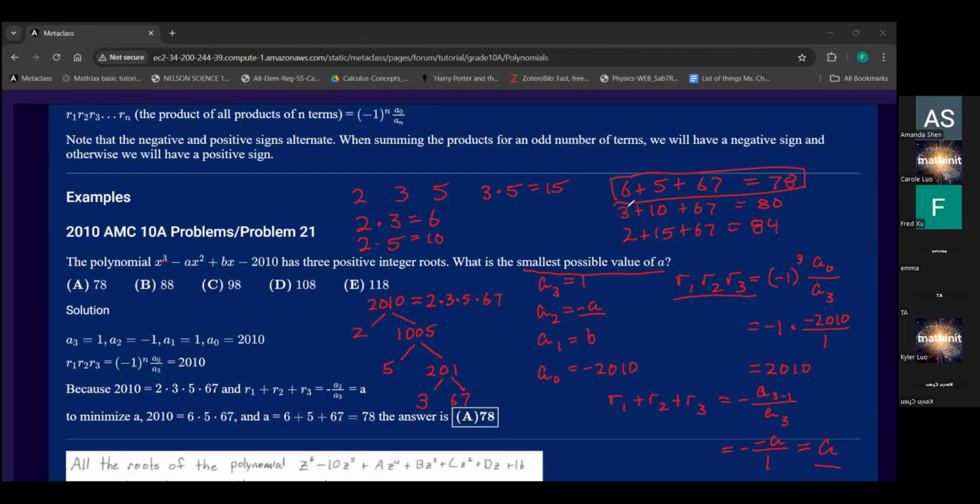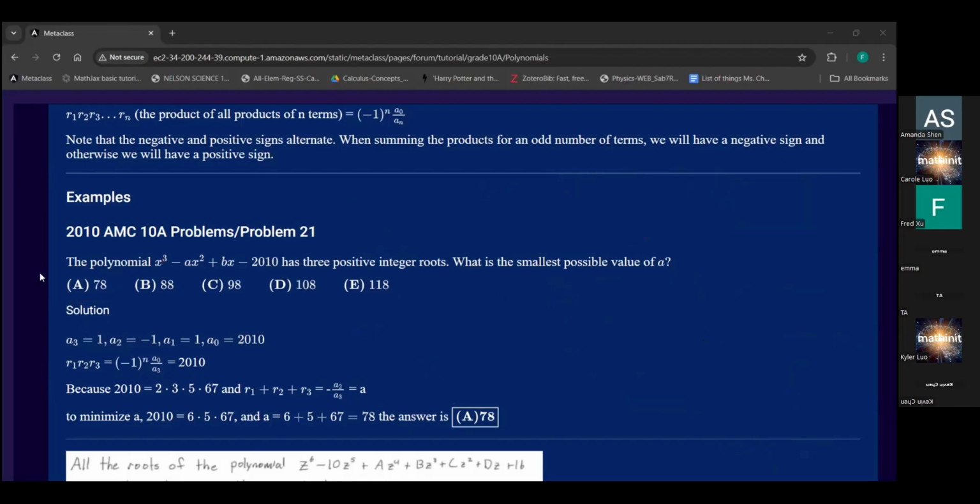And so that means that the roots must be 6, 5, and 67. So the answer is A here, 78. Are there any questions? No. No. Okay.